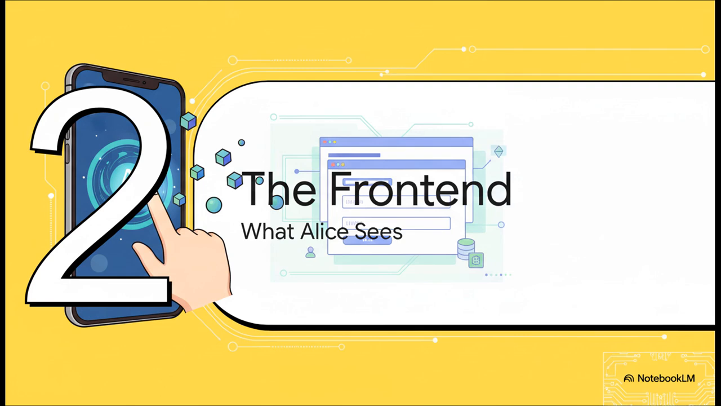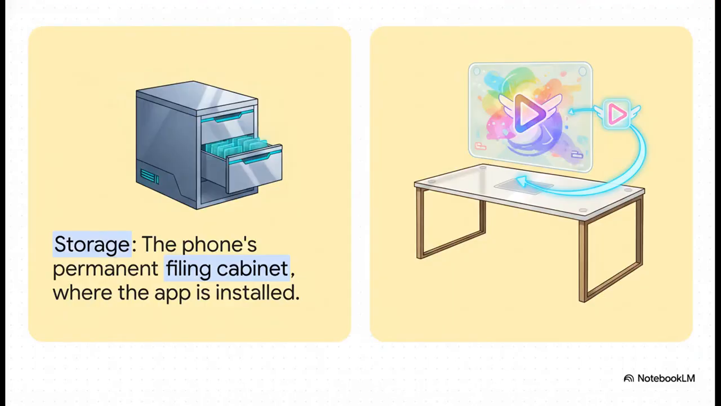All right, let's really get into it. We'll start at the very beginning, the moment Alice taps that app icon on her phone. So the app itself lives in the phone's permanent storage. A good way to think about this is like a filing cabinet. But when she taps the icon, the phone doesn't work out of the filing cabinet. It makes a copy and pulls it into its active working memory, the RAM. You can think of RAM as your desk. It's much faster to work with things on your desk than to keep going back to the filing cabinet, right? That's why the app opens so fast. Everything it needs is right there, ready to go.